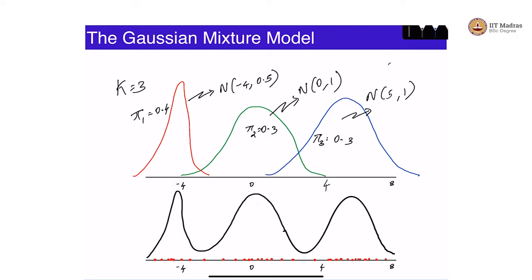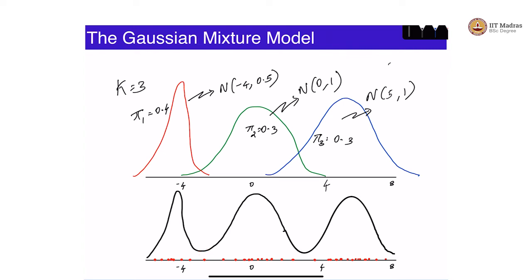This is not always so straightforward. For example, if you have a point like 0.2, you know that it came from the green component. If you have a point like, let's say 6.2, you know that it came from the blue component. If you have a point like minus 5.3, you know it came from the red component. But what about a point like this?